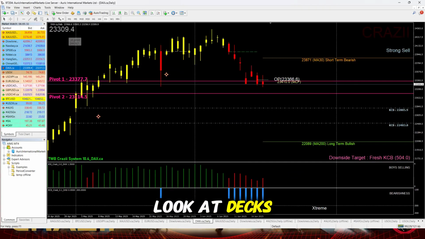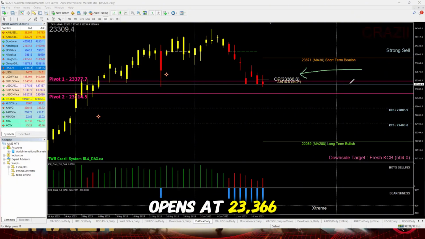Okay, so let's look at DEX, everybody. DEX basically opens at 23,366. Then the MLP is 23,410. So the opening price is below MLP. So straight away, we know that the market is more to the sell side than the buy side. That's the first thing you should know.